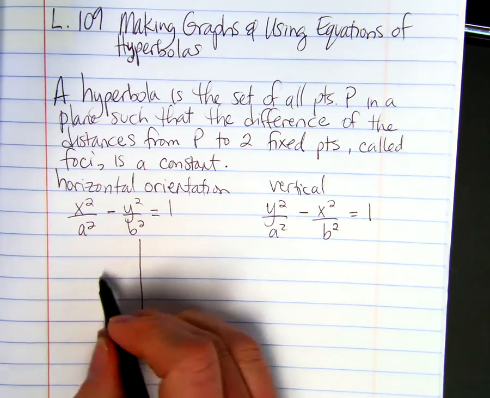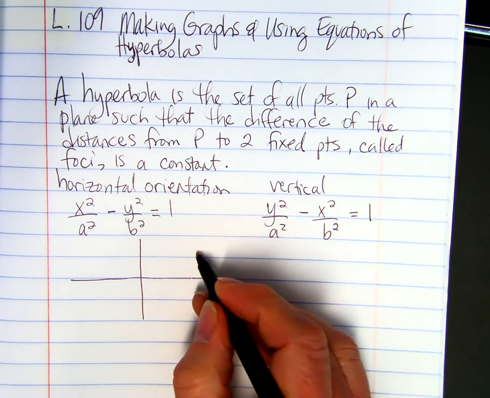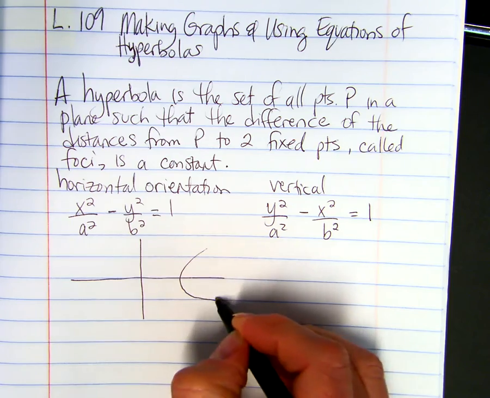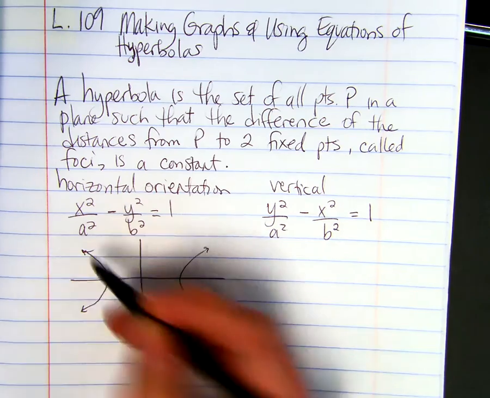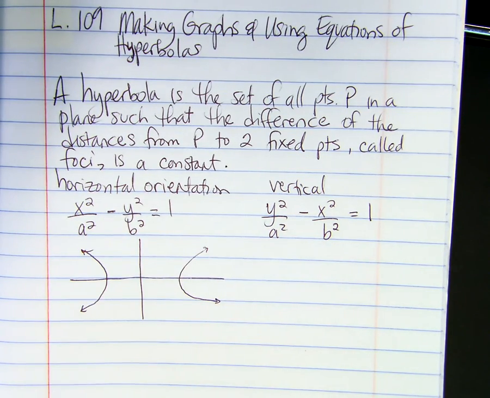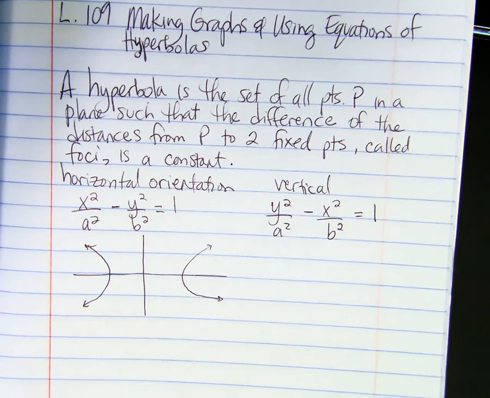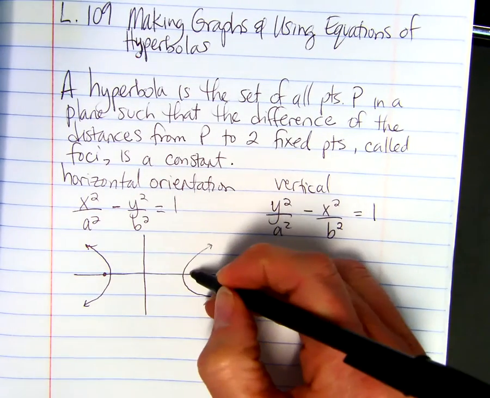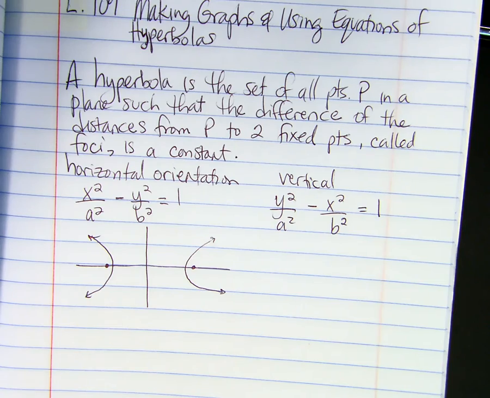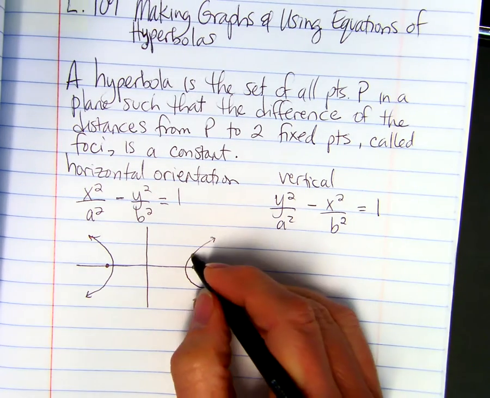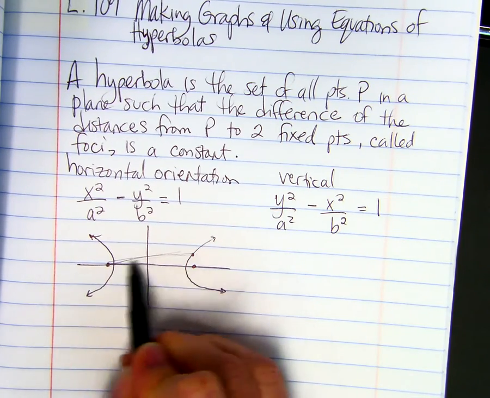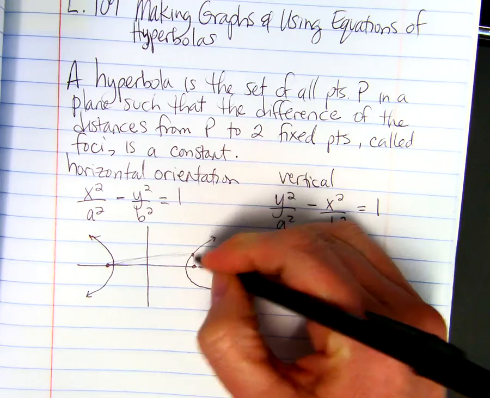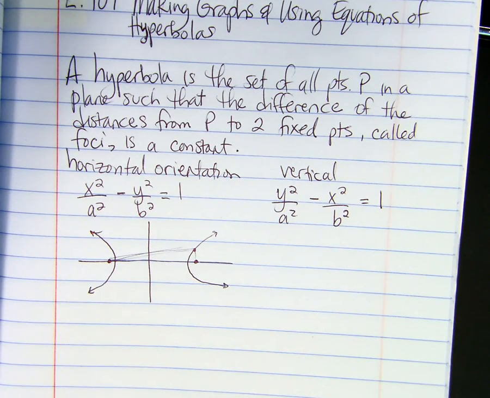The horizontal orientation will look like this. Something like that. Your foci are inside these. So if you take a point on the hyperbola, say right here, the difference between the distances to this focus and this focus would be constant, no matter where you put your point.